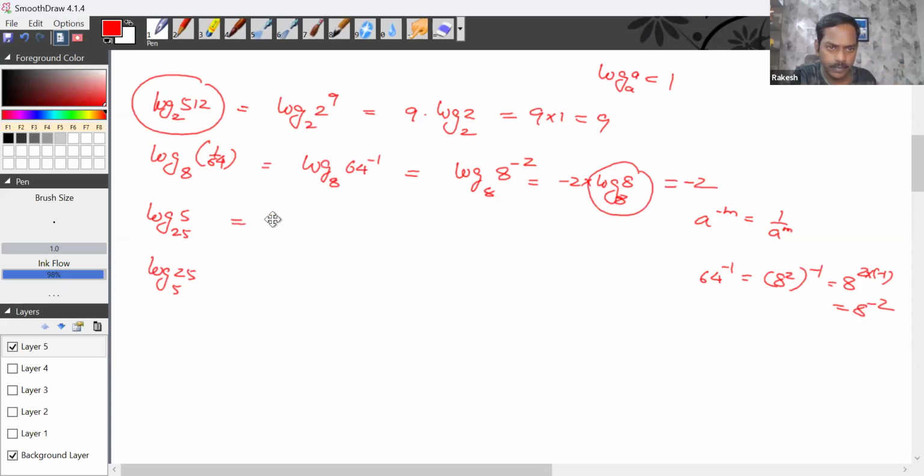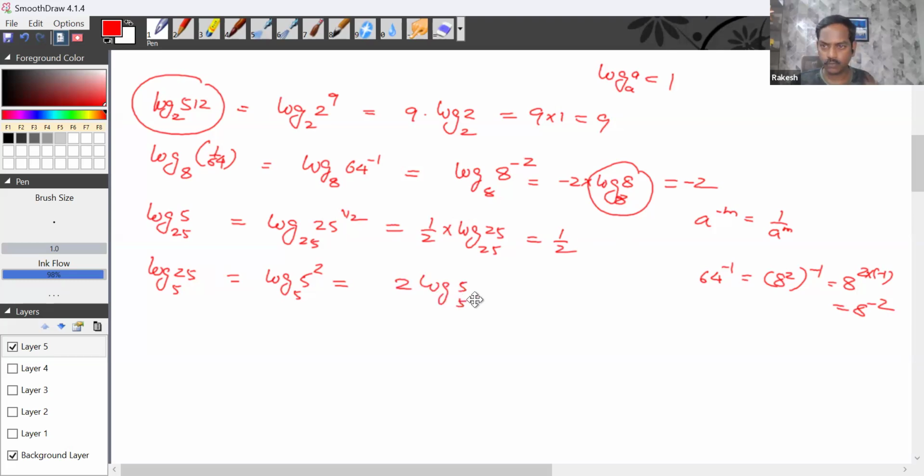Let's do this. Log of 5, this is base 25, right? So what we can do is write 5 as 25 to the power 1 by 2. Correct? So the value would be half of log of 25 with base 25, which comes out to be 1 by 2. Good. Now log of 25, that is 5 square, with base 5. So this is 2 times log of 5 with base 5. Rule number 3. This will be equal to 2.